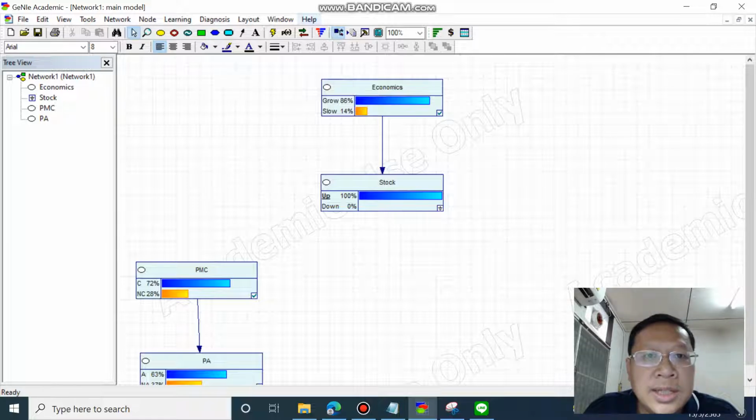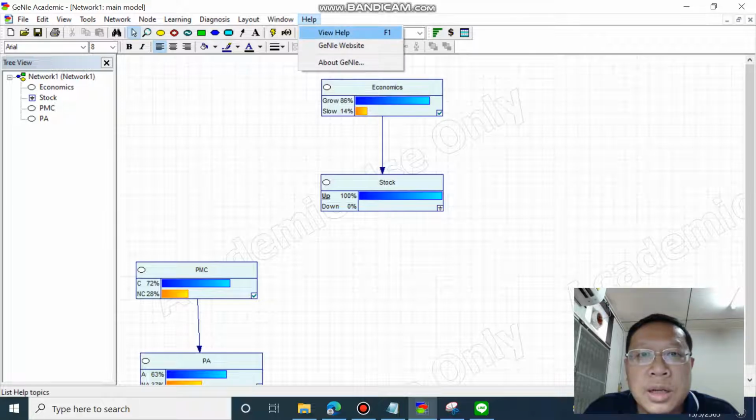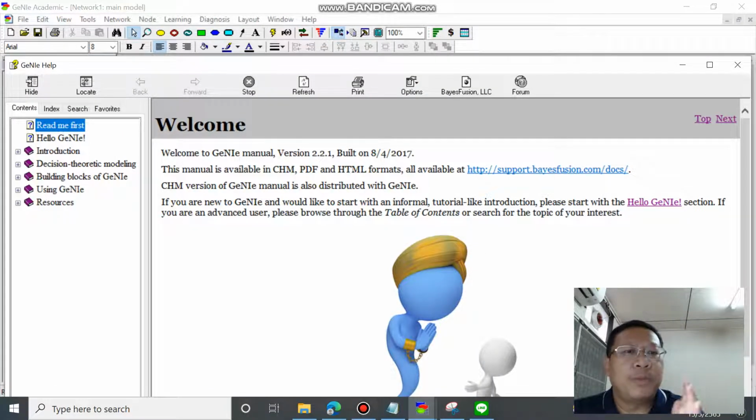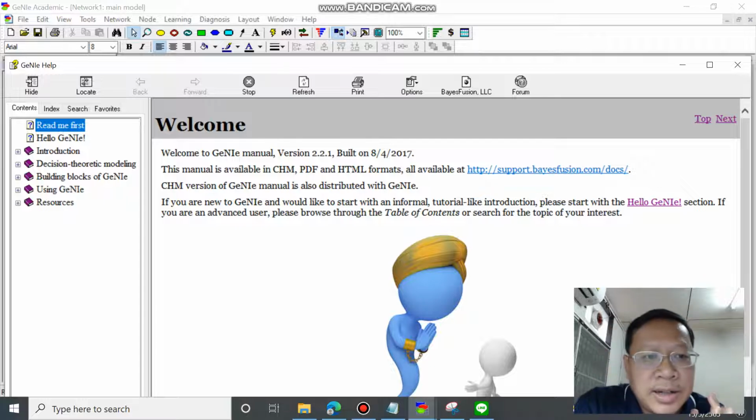You can go to this menu, help, and then choose, I think, F1, view help. And this is the document. It's the manual. So I just want to introduce you to the Bayesian network, or even decision tree.